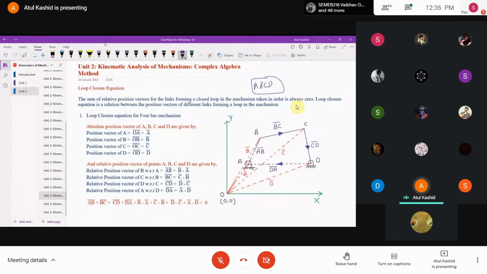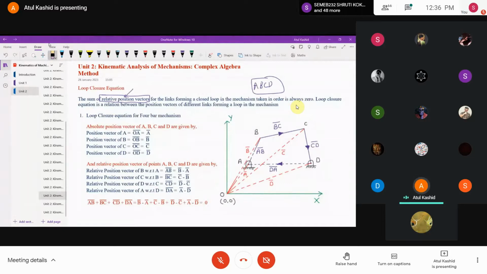But before applying the loop closure equation, we will understand what exactly the loop closure equation is, right? So it says that the sum of the relative position vectors, please remember, we are taking the sum of the relative position vectors for the links forming a closed loop. So here, if we look, the closed loop is formed by this mechanism. The closed loop will be ABCD. Here you can see there is a loop which has been formed by this mechanism.